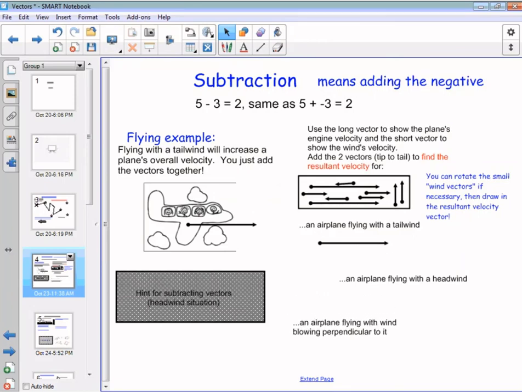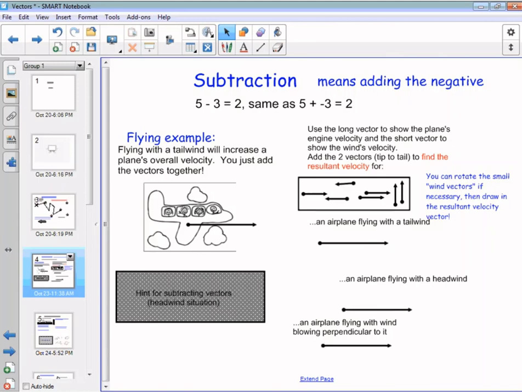All right, so the tailwind, what did we say over here? Thank you for your help, by the way, dear. The tailwind would increase the plane's velocity, right? So what do you think the direction should be? Let the record show people are pointing to the right. That is the engine's velocity. Wait, what? They all go in. No, but you added. Okay. All right, stop. No. All right, it did say the long one is the plane's velocity. Okay, so this one will be down here.